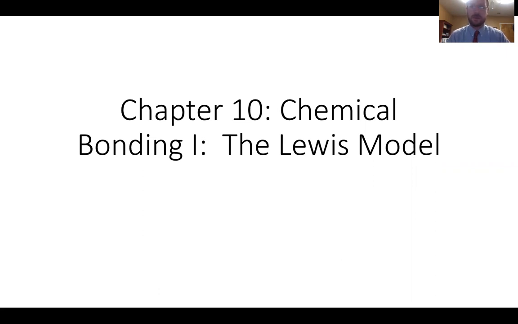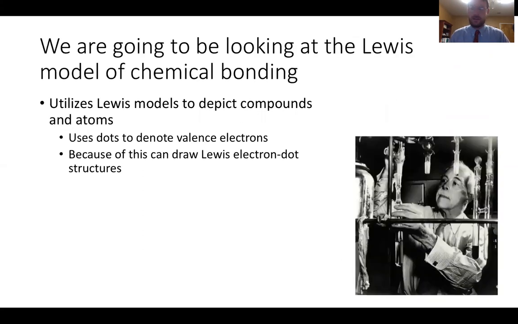chapter. In the next chapter, we're going to talk about things like how we know the shapes of these different compounds. We're going to talk about other bonding models as well. So let's go ahead and start on chapter 10. We're going to be looking at the Lewis model of chemical bonding.